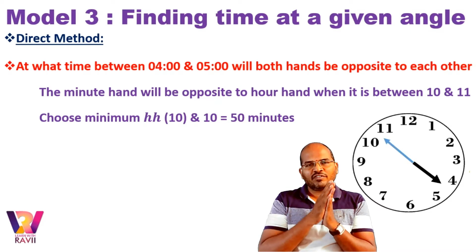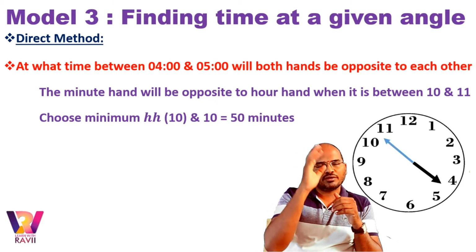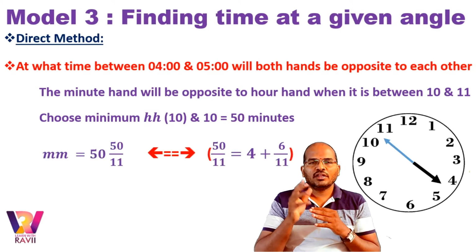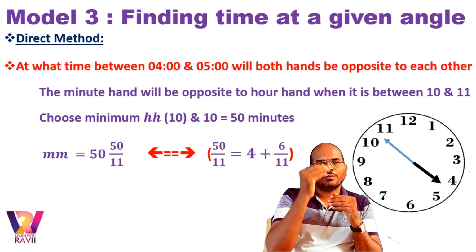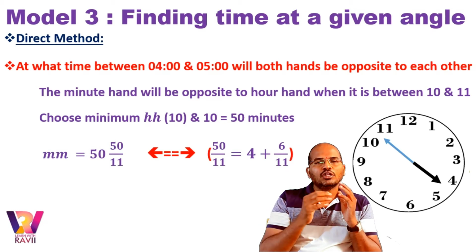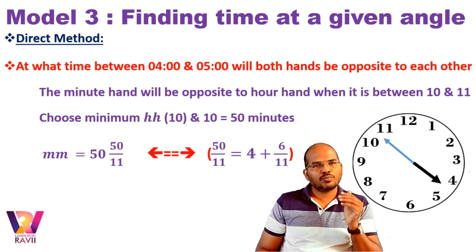So 10 indicates 50 minutes. So the answer would be after 4:50. Isn't it? So the value of mm is found to be 50. The answer is 50 and 50 by 11. That's how you get the value of mm. Once you get the minute space after which the time is possible, 50 and 50 upon 11. So you get the answer as 50 upon 11 is 4 plus 6 upon 11.